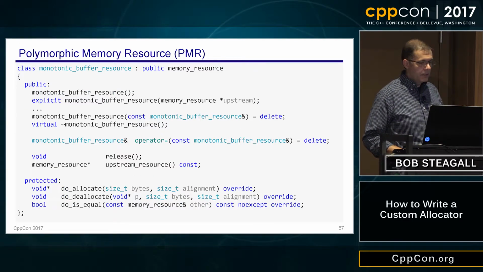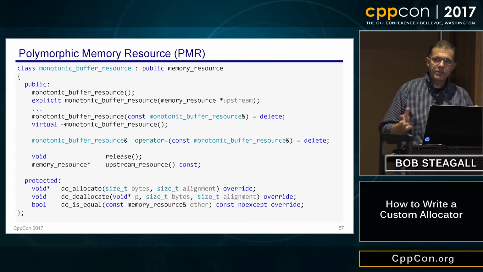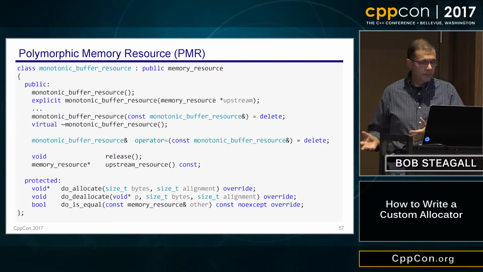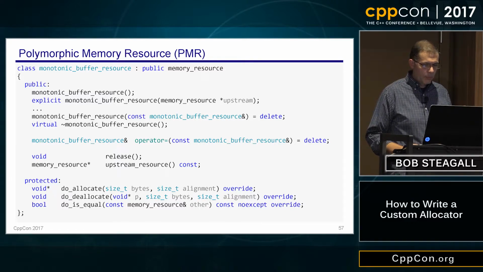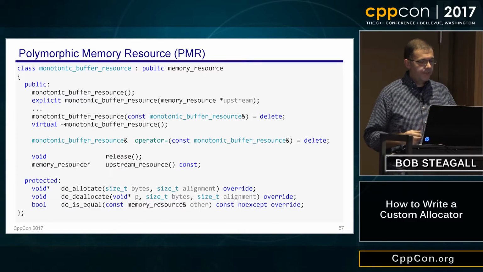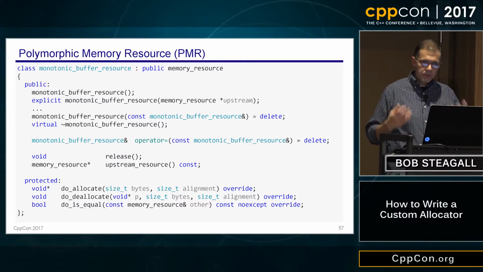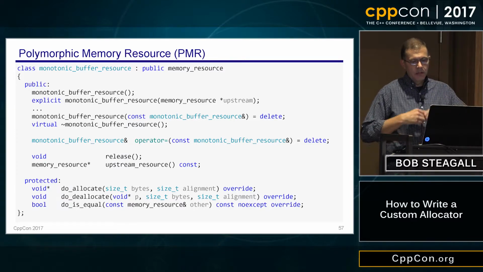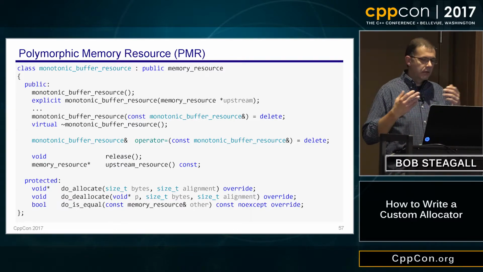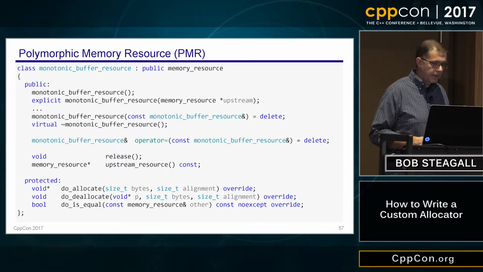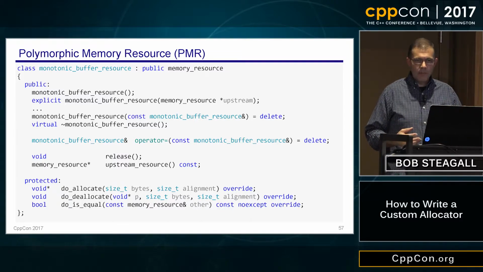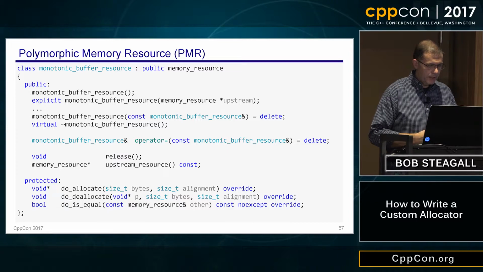For example, in the standard, there is a PMR called monotonic buffer resource. It's publicly derived from memory resource. It's got far more constructors than I have listed here. I wanted to keep it all on one slide. There's a couple of additional member functions. Of interest here is the fact that the copy constructor and the copy assignment operator have been deleted. Copying cannot be done, and by extension, moving cannot be done. That confirms the idea that these things do not propagate. They stick for life with the container.